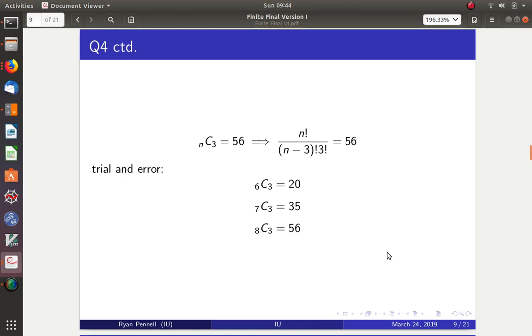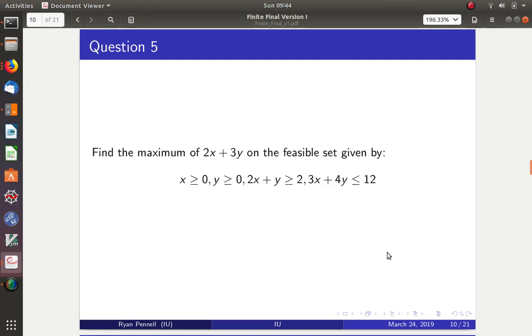Let's look at question 5. Question 5, find the maximum of 2x plus 3y on the feasible set given by x is greater than or equal to 0, y is greater than or equal to 0, the line 2x plus y is greater than or equal to 2, and the line 3x plus 4y is less than or equal to 12. These are very common questions. This is something that we will have to get used to doing.